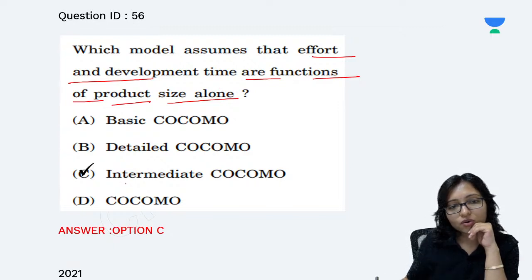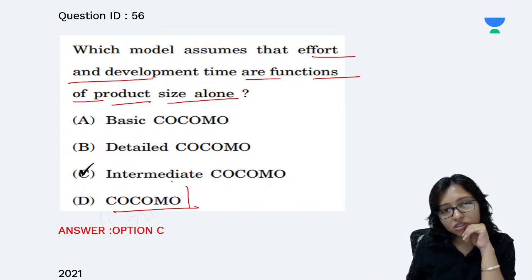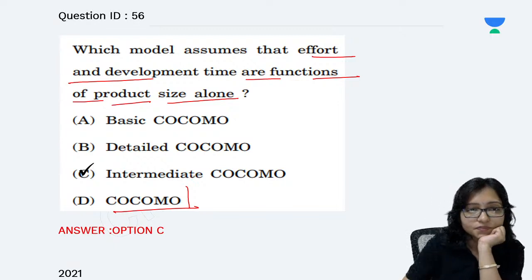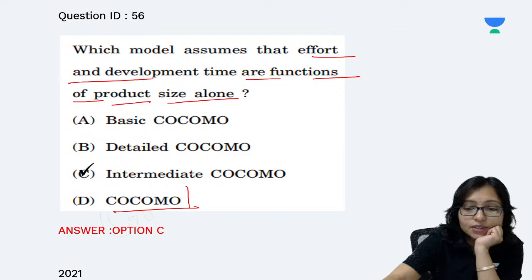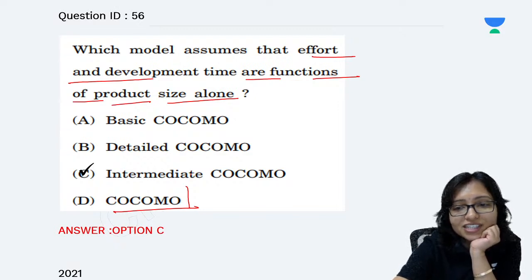In all, the COCOMO model is actually focusing on the product size. Okay, what are the differences between basic COCOMO and intermediate COCOMO? That is what we will discuss, so that this concept will get clear.